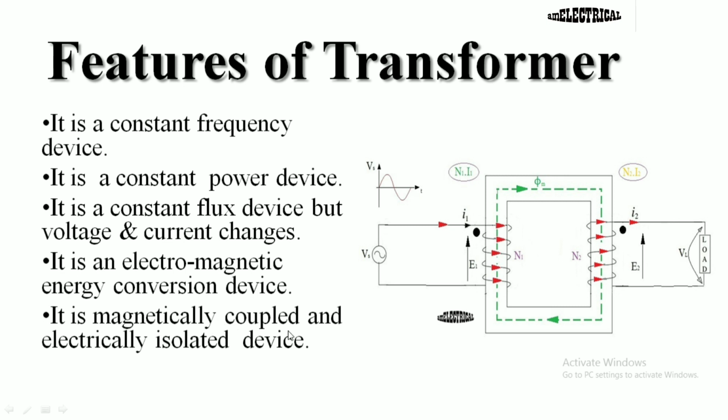It is a magnetically coupled and electrically isolated device. Again, the same point, magnetically coupled and electrically isolated. Here you can see the primary winding and the secondary winding are isolated. That means they are separated from each other, but they are coupled, they are connected via the magnetic core. That means they are electrically isolated, but they are connected via a magnetic path. That's why magnetically coupled.